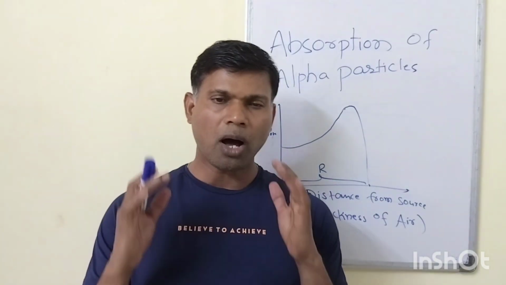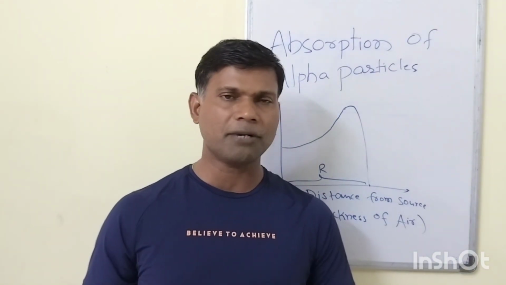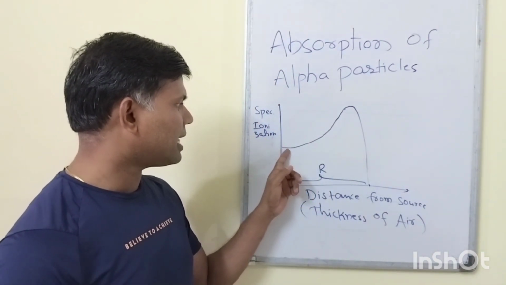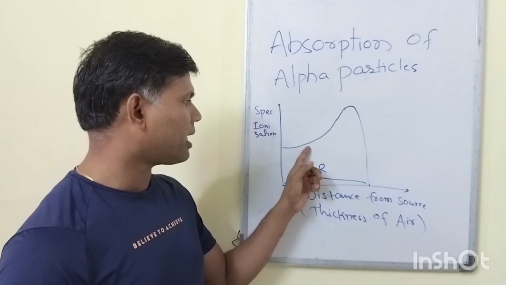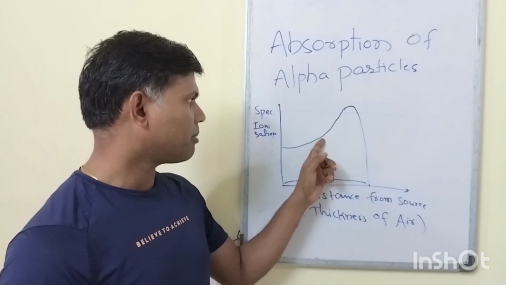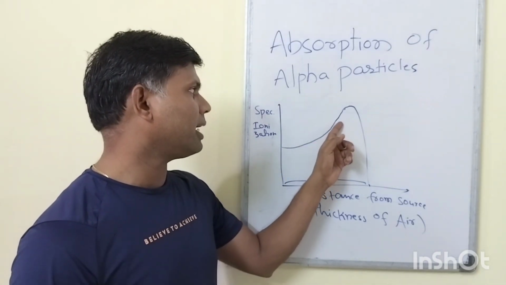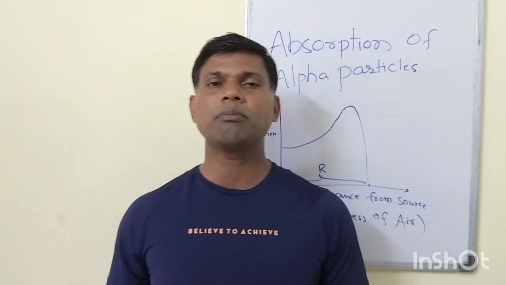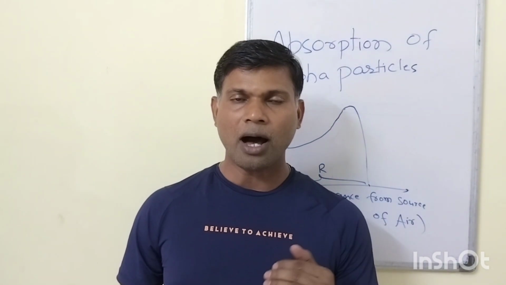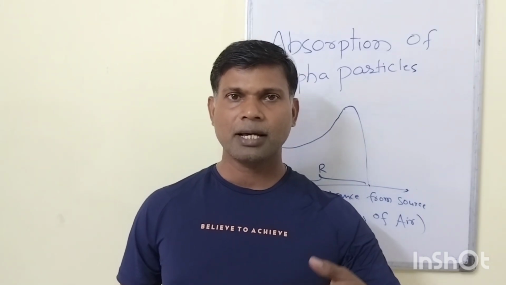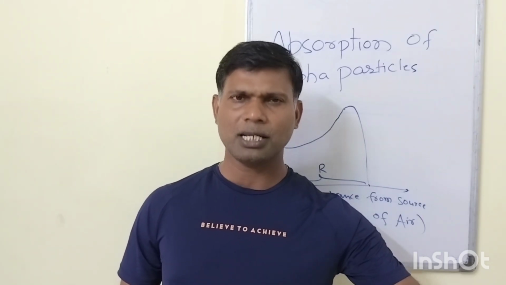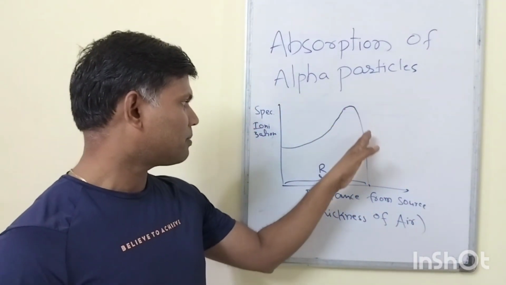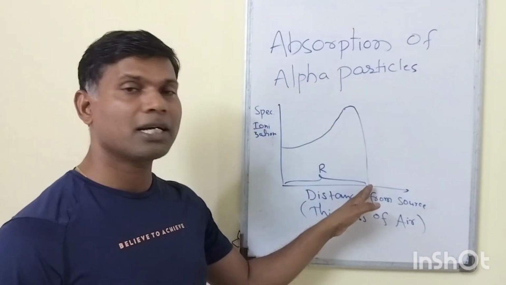Okay. So what information we can get from this graph is, initially the specific ionization is less; as the particle passes through, the specific ionization increases because velocity is decreasing. Finally, near the range, the specific ionization is maximum. After that, when it reaches a velocity of approximately zero, almost zero, then the specific ionization drastically decreases to zero.